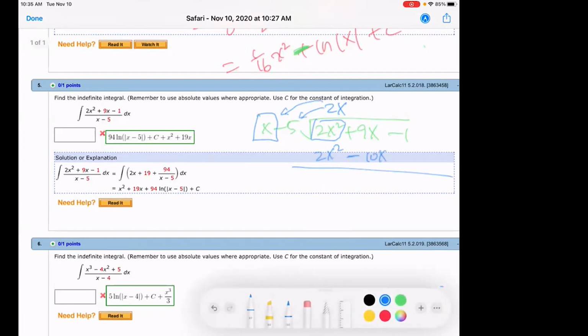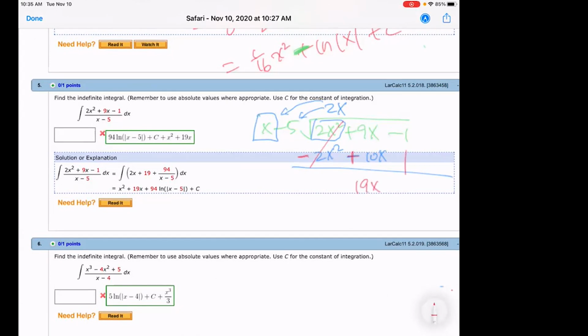All right, just like a number long division, I'm going to do the opposite sign. So this becomes a negative, that becomes a positive, so that cancels out. Now I have 19x, bring down the -1. All right, you can still do one more time. You check this and you check that. So x times what gives you 19x? Plus 19, right? 19 times x gives you 19x.